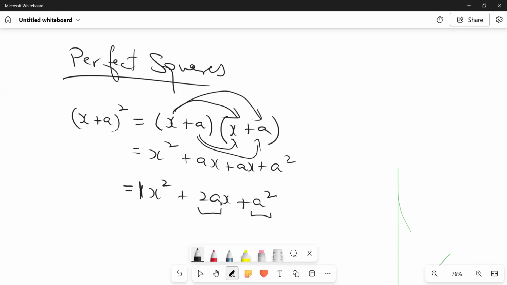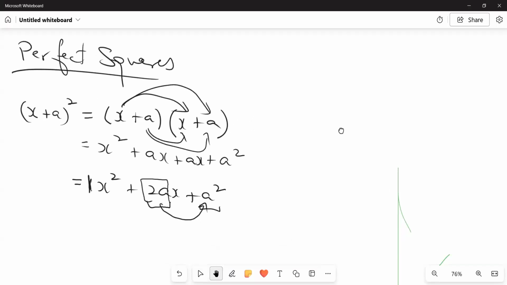Whenever you see this property where the coefficient of x, half of it, when you square it, you get the n term, you have what we call a perfect square on your hand, right? And let me show you a couple of examples.